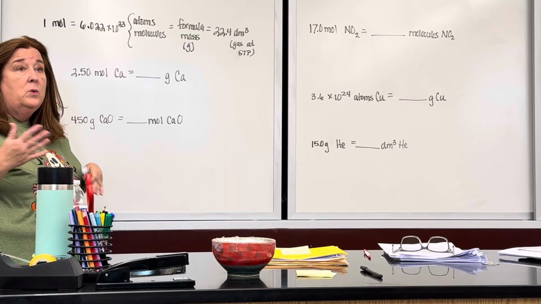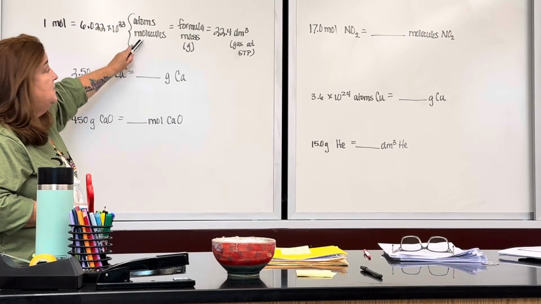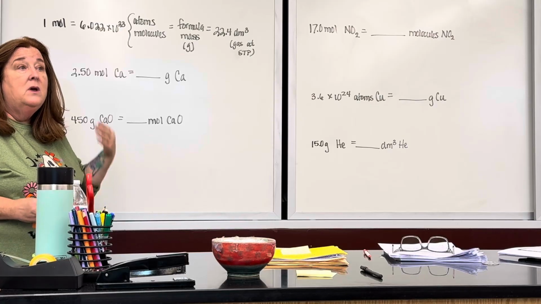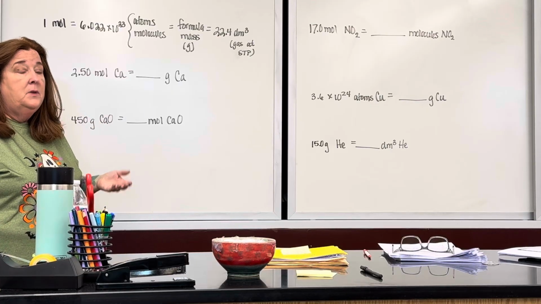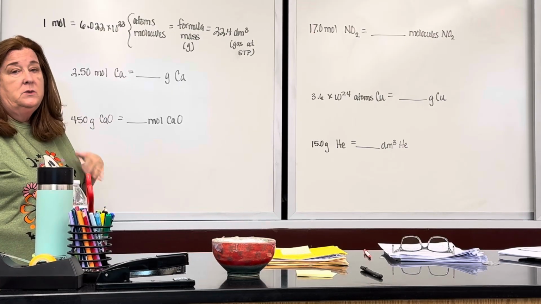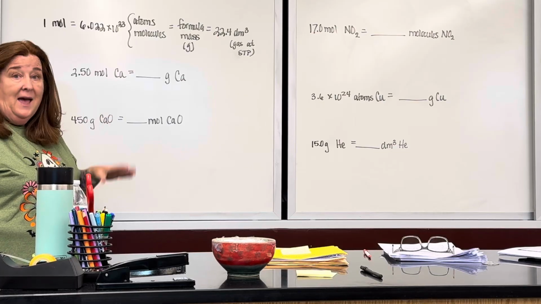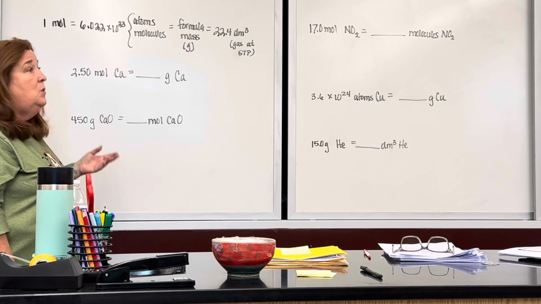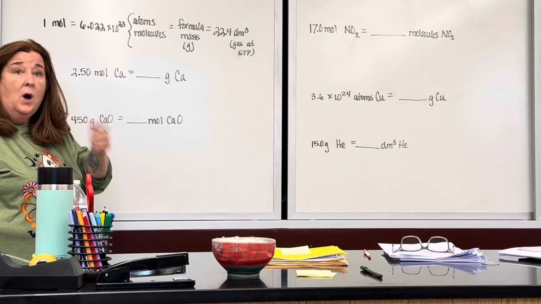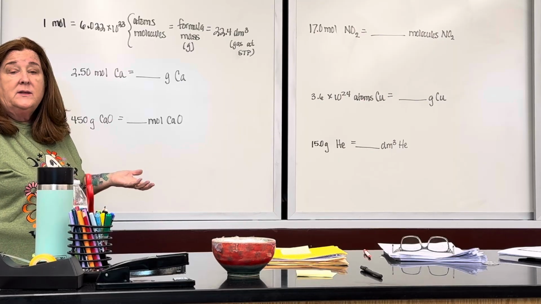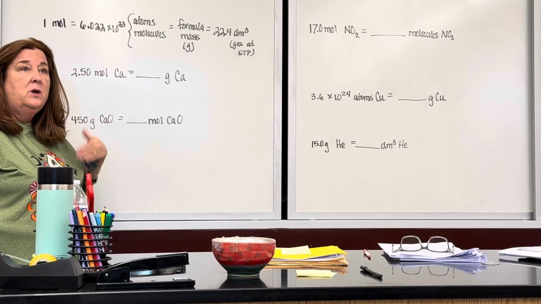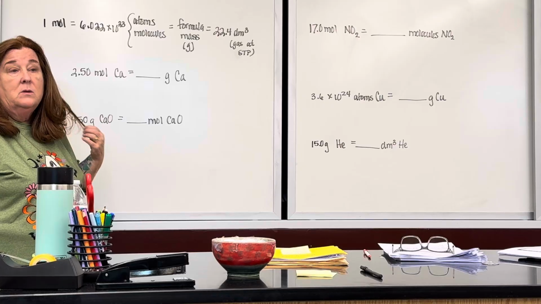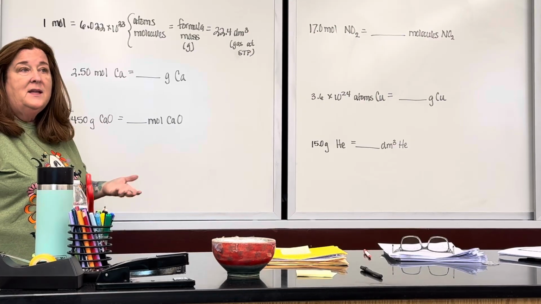What we measure, and we have in the past, is atoms and molecules. So if you have 1 mole of copper, you would have 6.022 times 10 to the 23rd atoms of copper. If you had 1 mole of water, water is H2O, that's a molecule. So you would have 6.022 times 10 to the 23rd molecules of water. And that's how moles work.